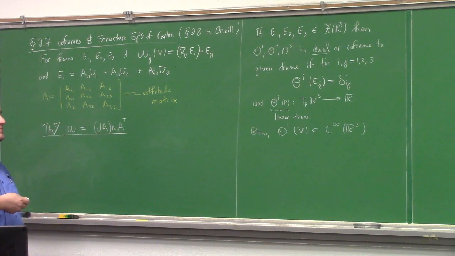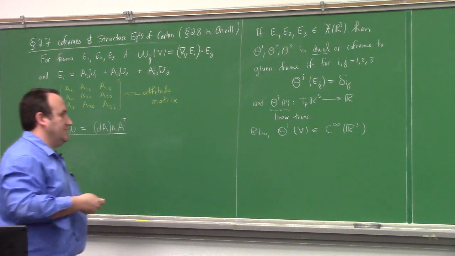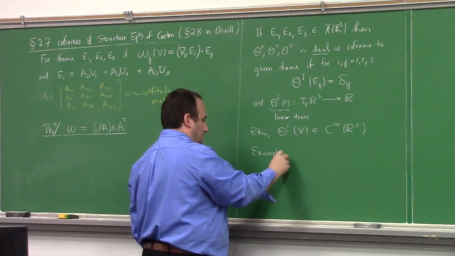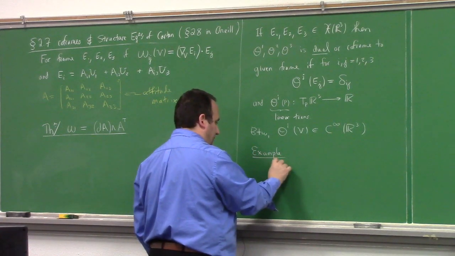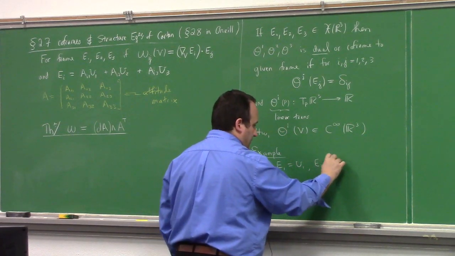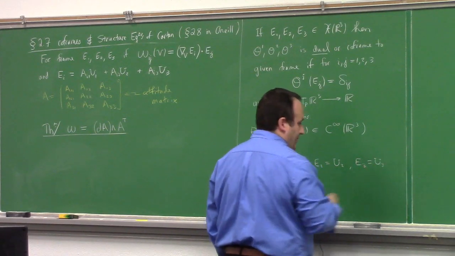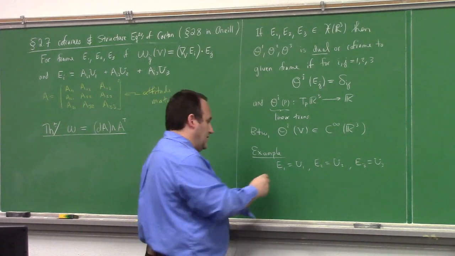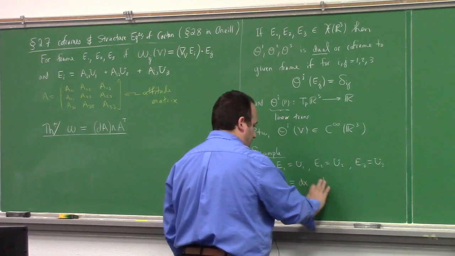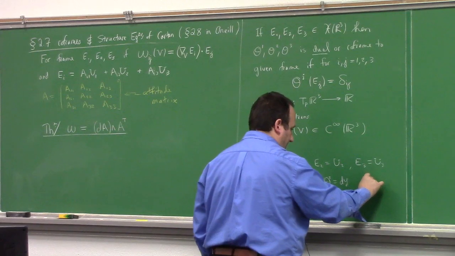All right, great. So the dual or the coframe. Example. If we have E1 equal to U1, E2 equal to U2, E3 equal to U3, right? Then theta 1 is dx, theta 2 is dy, and theta 3 is dz.